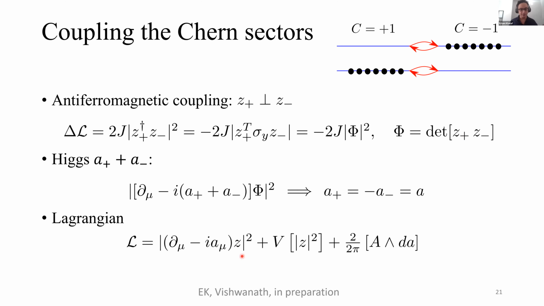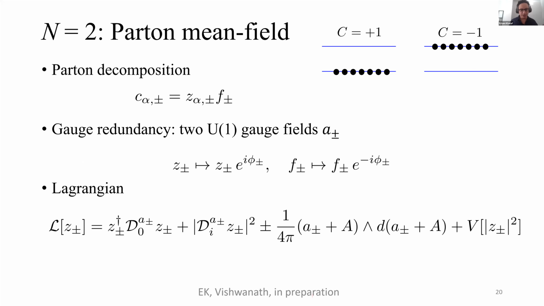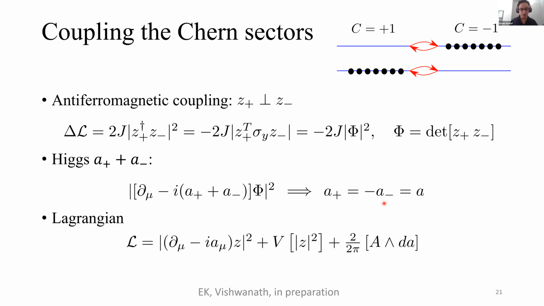We have just a single Z variable, a two component Z variable coupled to a U1 gauge field and with a mutual Chern-Simons term. So when we enforce this condition, if you recall here, this one has the ADA term, but it comes with opposite signs from the two Chern sectors. So when we substitute A plus equals minus A minus, they cancel out. But the mutual term doesn't cancel, it adds. So you get this factor of 2. So let's now see how this generalizes to the n equals 4 case.